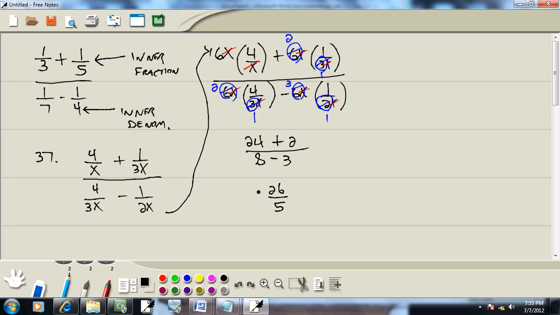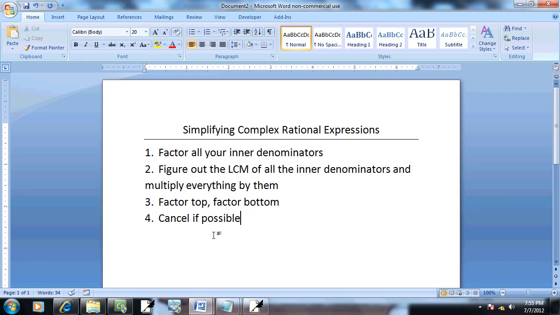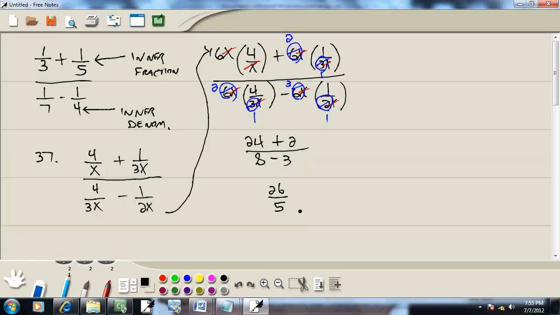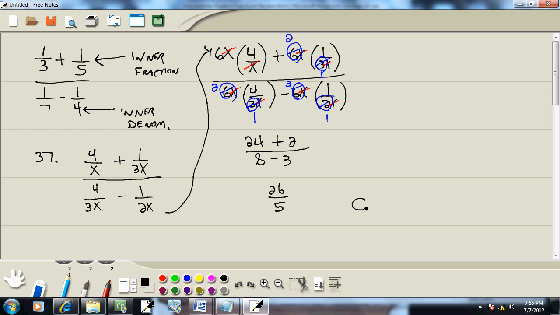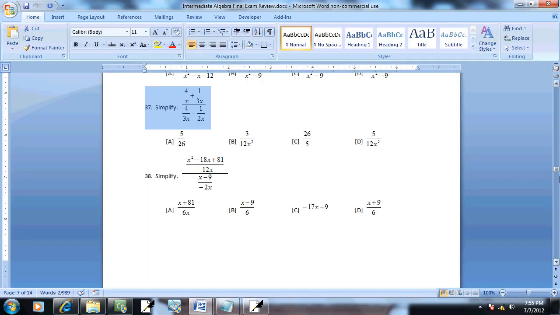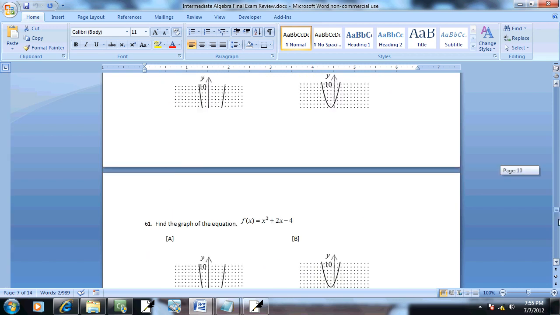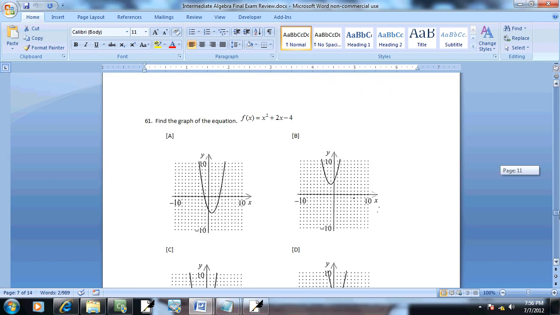Okay. Factor the top, factor the bottom. Well, these are just numbers. And while that factors, 2 times 13 doesn't really benefit us any, because nothing's going to cancel. So 26/5 is our answer. Looks like C. So, what was that? 37C. Let's check that. And it checks.